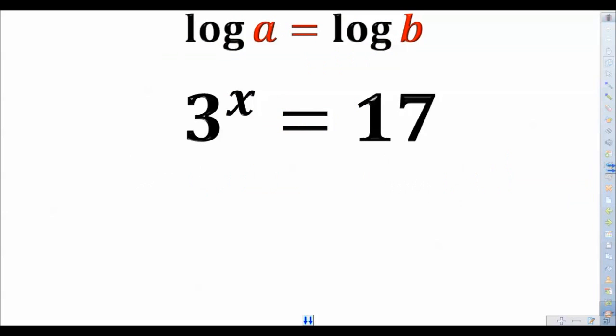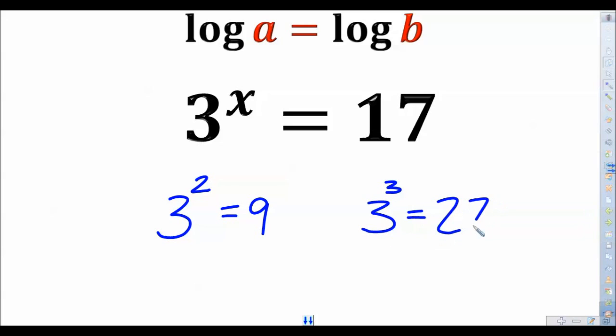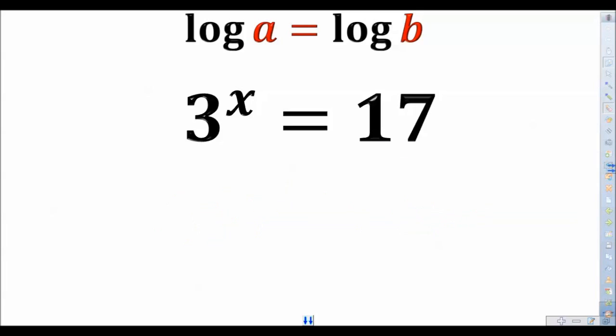If we have this equation here, 3 to the x equals 17, obviously x needs to be some sort of a decimal, right? Because we know that if we take 3 and square it, that's 9. If we take 3 and cube it, we get 27, so 17 is between there. So just ballparking this number, we're looking for a number between 2 and 3, right? So here's how we get it.